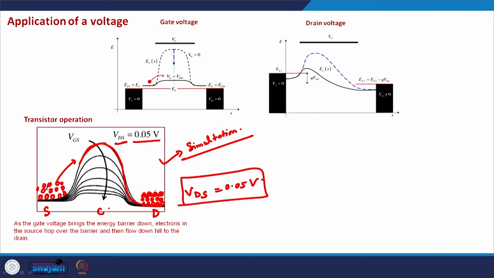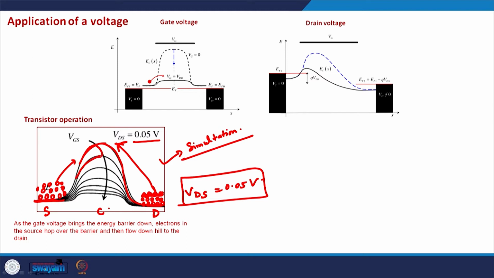Similarly, the probability of the electrons on the drain side crossing the barrier will also be extremely small. It will be even smaller than the probability for electrons sitting on the source side. But as we increase the gate voltage, this barrier height is reduced.